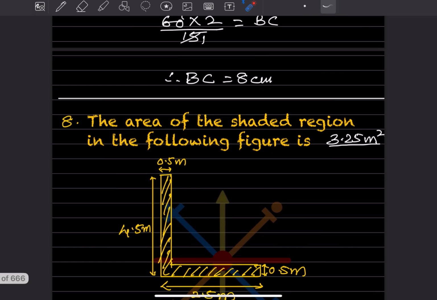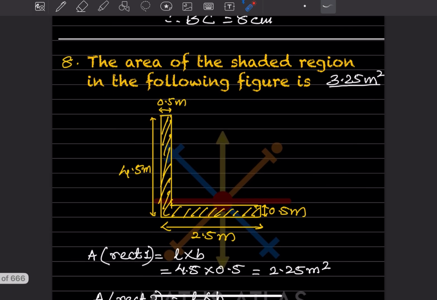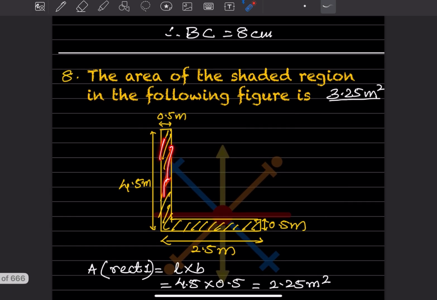So now the area of the shaded region. Just have a look at this one. This is the shaded region given, and the dimensions are given. This is given as 0.5 and these both dimensions are the same. This also is 0.5, and this will be 4.5 and this is 2.5. So we can consider this as a rectangle.